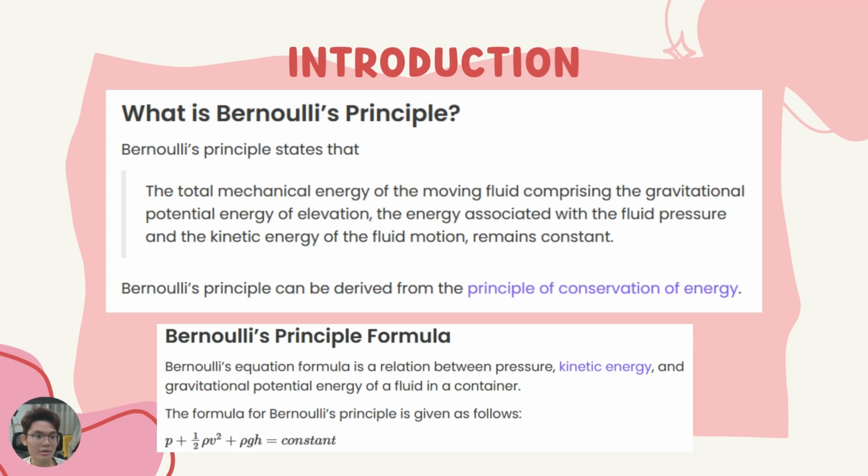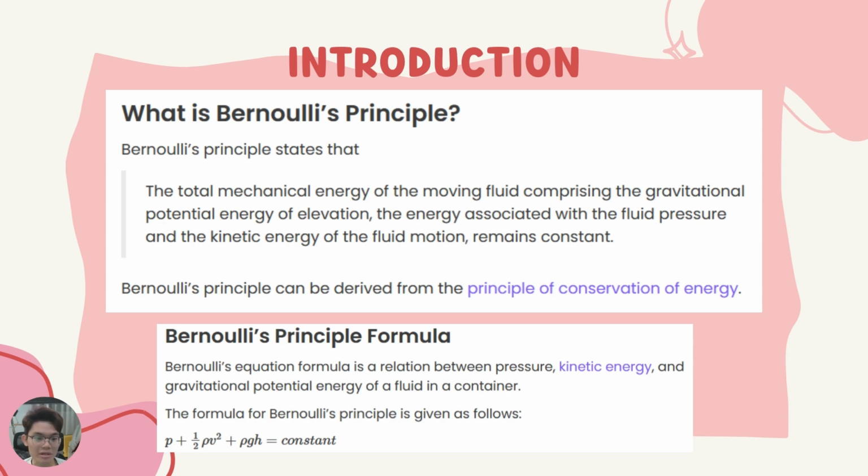The introduction: what is Bernoulli Principle? Bernoulli Principle states that the total mechanical energy of the moving fluid, comprising the gravitational potential energy of elevation, the energy associated with the fluid pressure, and the kinetic energy of the fluid motion, remains constant. Bernoulli Principle can be derived from the principle of the conservation of energy.